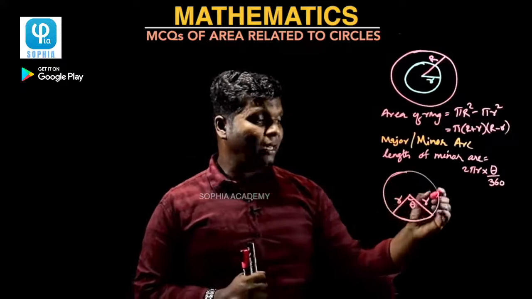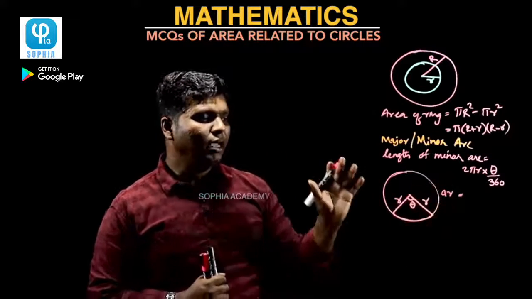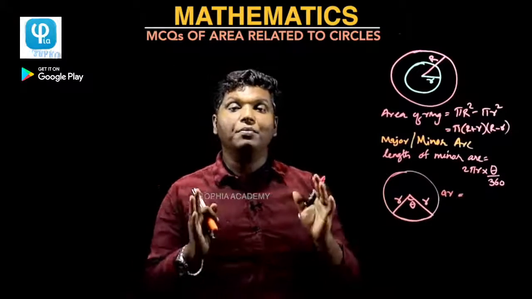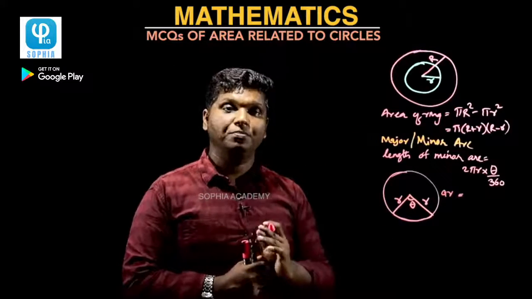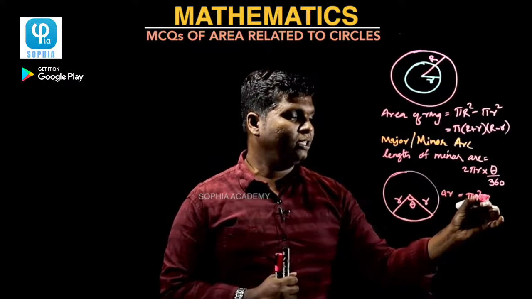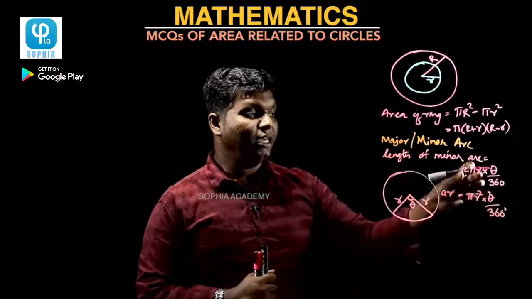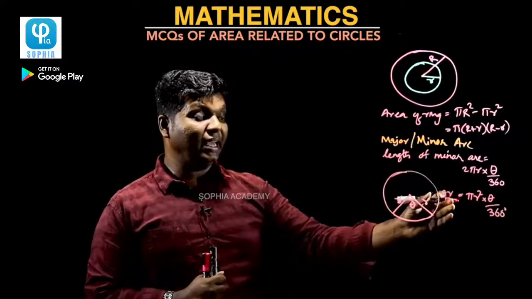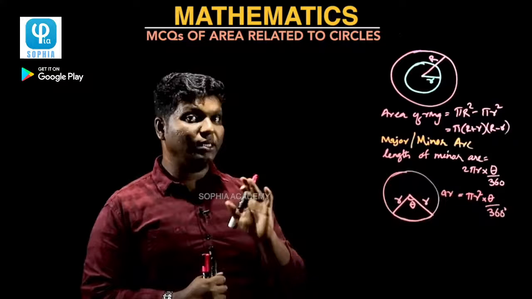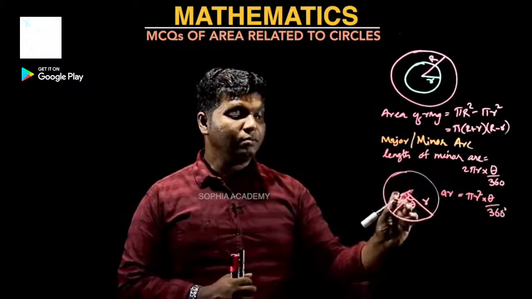So let us go with the minor sector. The area of the minor sector will be equal to, I'm just writing simply like this, area of the minor sector. What is the equation to find the area of a circle? It is pi r square. So pi r square into theta divided by 360. Here it was 2 pi r, and now it is area, that's why I took pi r square into theta by 360. From this equation you will find the area of the minor sector.